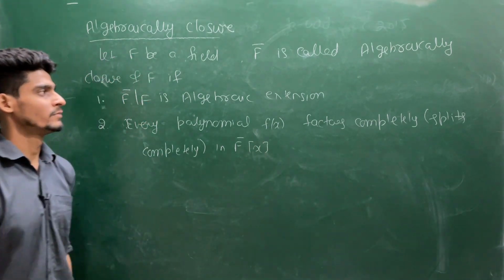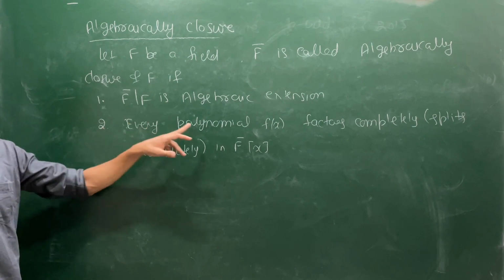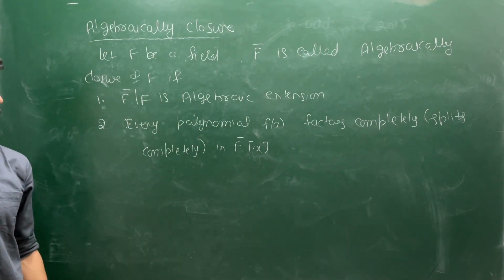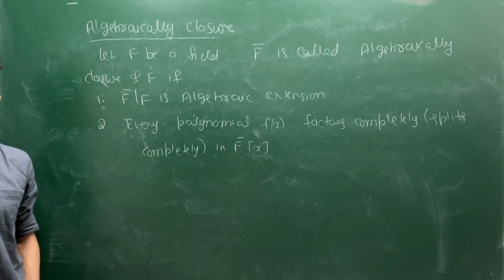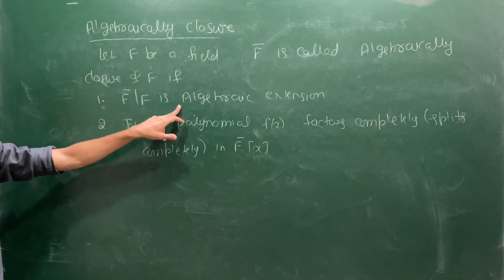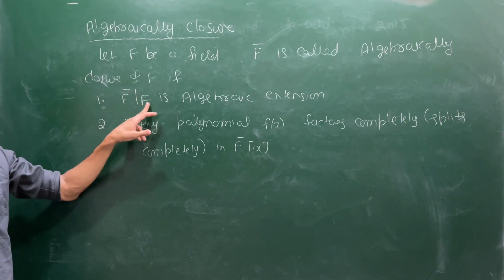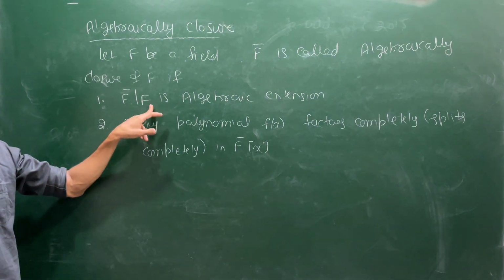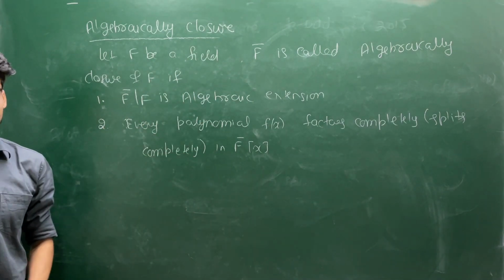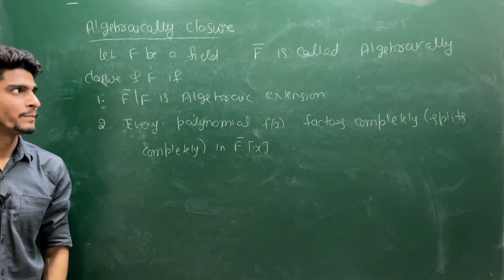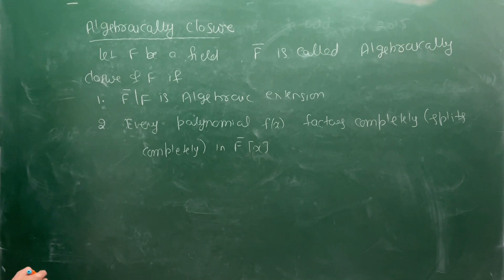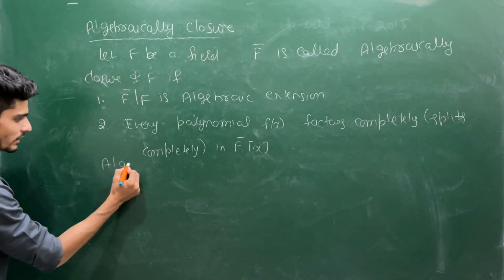So if any extension satisfies these two properties, then we will call that the algebraic closure of that field. So that extension should be algebraic, and any polynomial defined on F should split completely in F bar[x]. Then we say this is the algebraic closure of this. Next time we define the algebraically closed field.